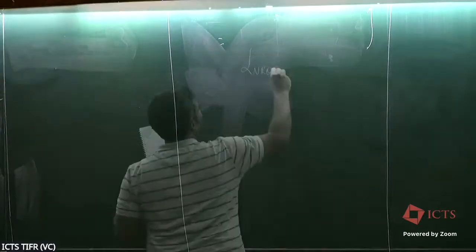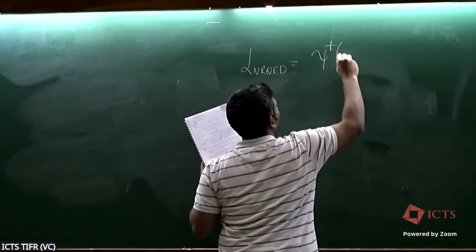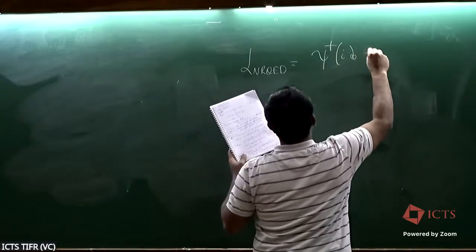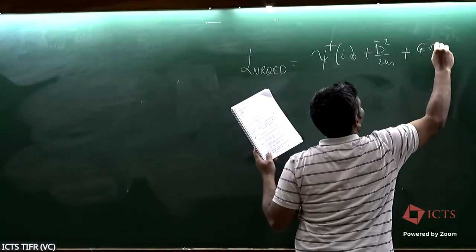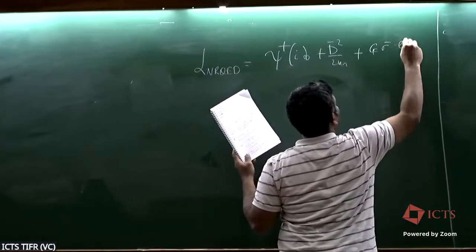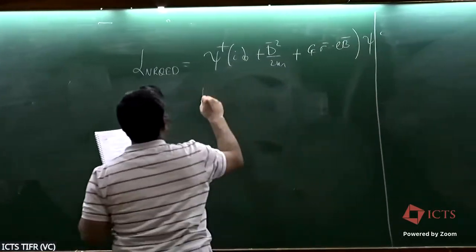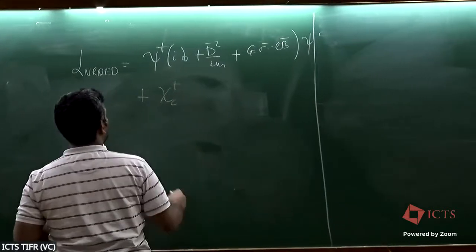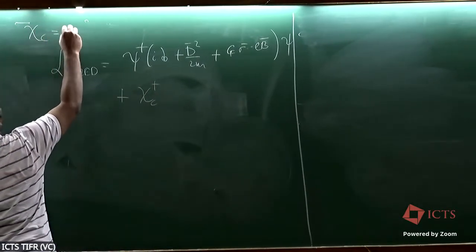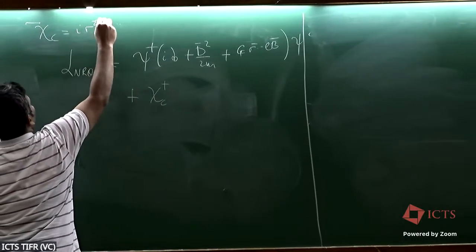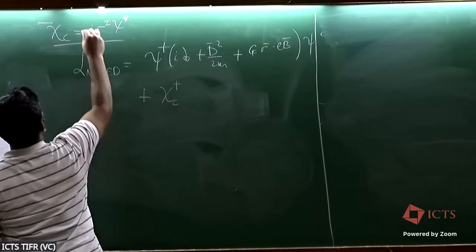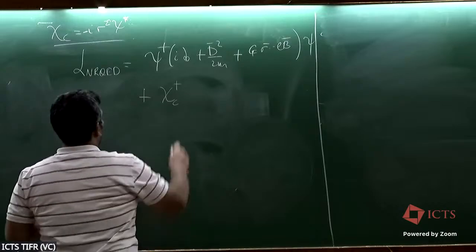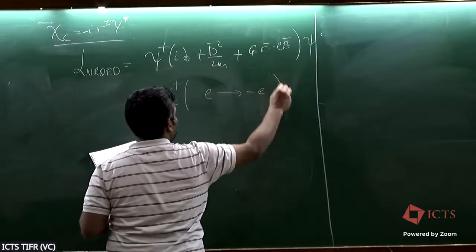So yesterday, Rishi had this thing. Plus for chi-C dagger. So chi-C, if you remember, was the conjugate field, which was defined as minus i sigma 2 chi star. And it was the same Lagrangian going from E to minus E.